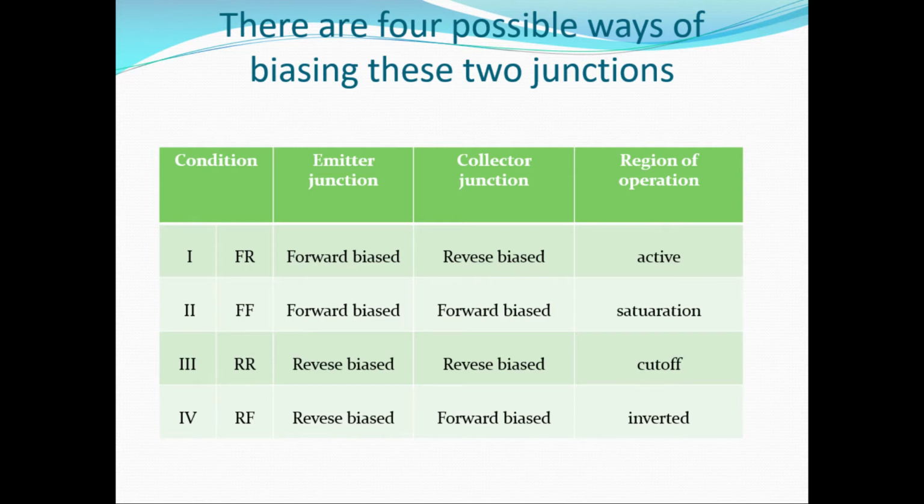If someone biases emitter junction reverse and collector junction forward, that condition is known as inverted mode of operation. Active mode of operation is used for continuously variable signal. Saturation and cutoff are used in switching transistor or in digital signals.